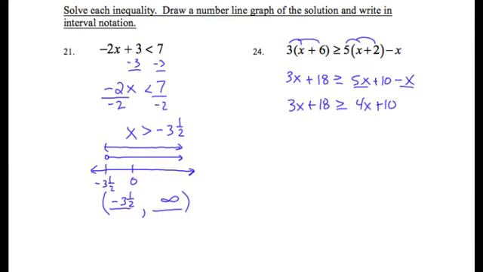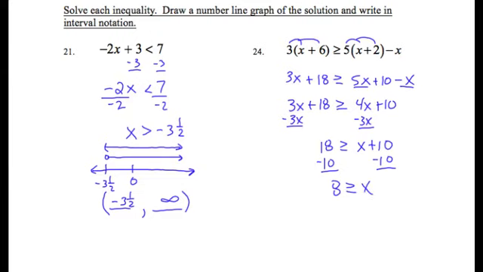Okay. All right, now I've got variable terms on both sides, so let's get rid of that smaller one. So then it would be 18 is greater than or equal to x minus 10. Or sorry, x plus 10. Okay, so now just to isolate x, I just have to get rid of that addition of 10, so I'd subtract 10. Let's see, 8 then is greater than or equal to x.